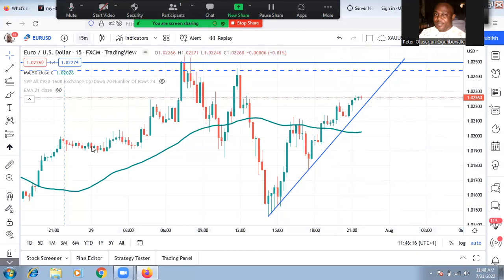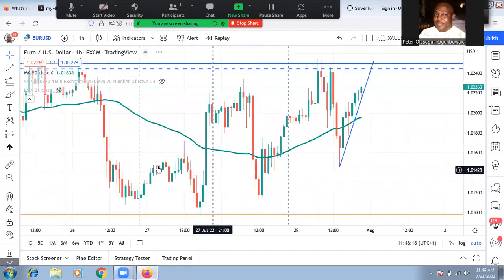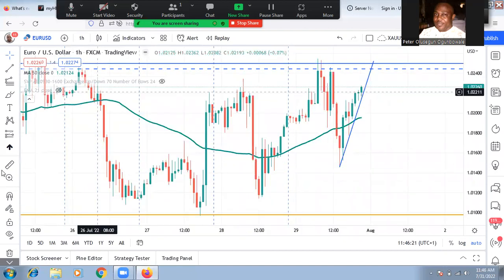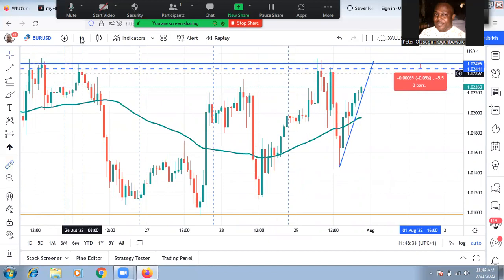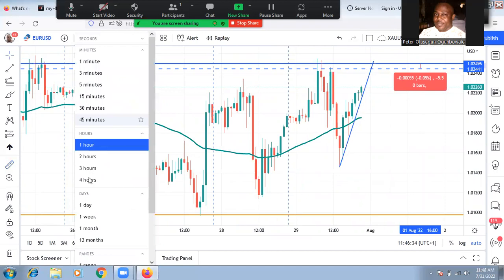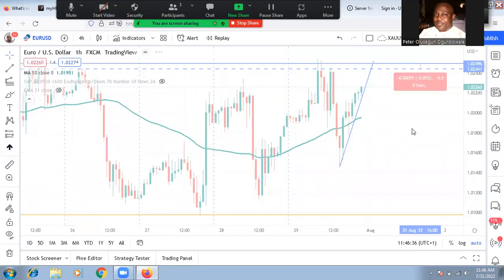And once you do that, on the 1 hour, based on the analysis, you must also be ready to lose small, about 5 pips. This is what price may want to do.